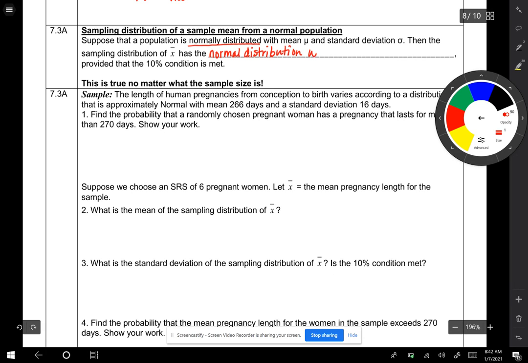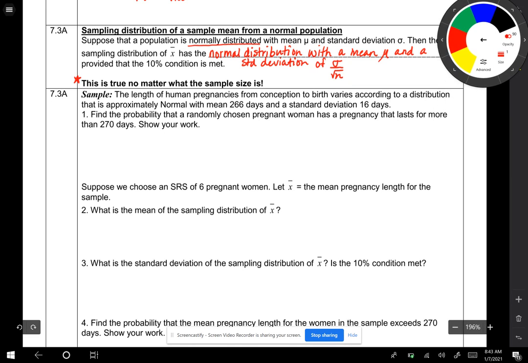With the mean and a standard deviation of sigma over square root of n, provided that the 10% condition is met. So that still has to hold true. This is true no matter what the sample size is. So this is really nice. Let's do a couple of examples.